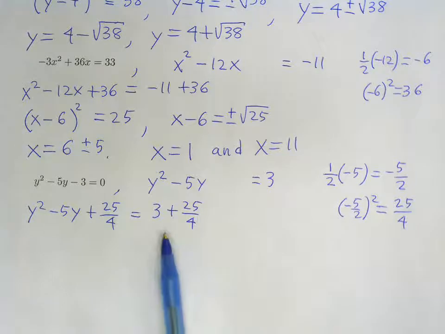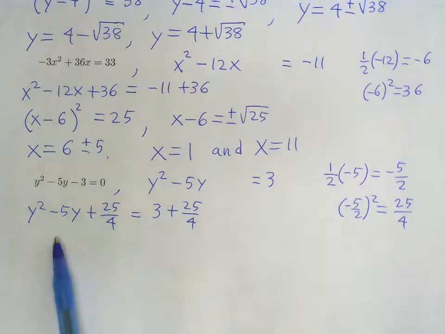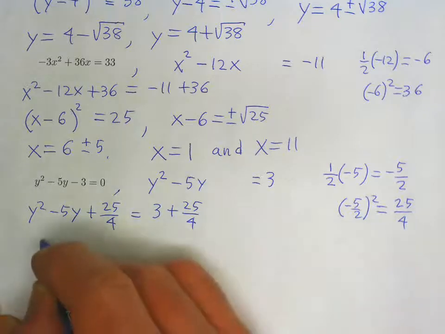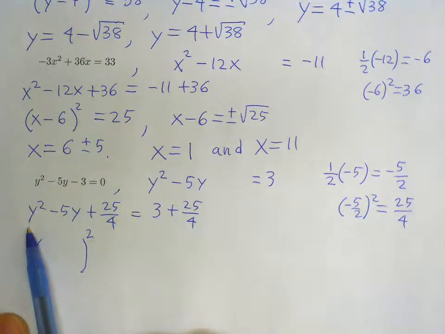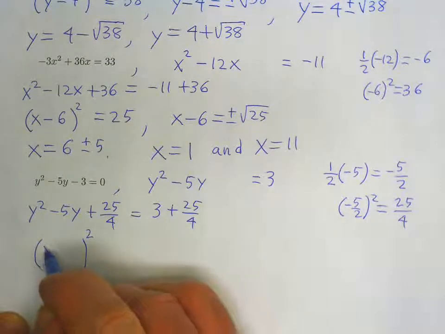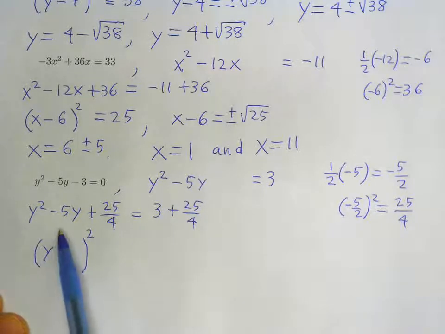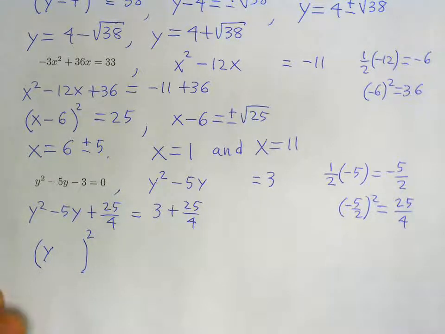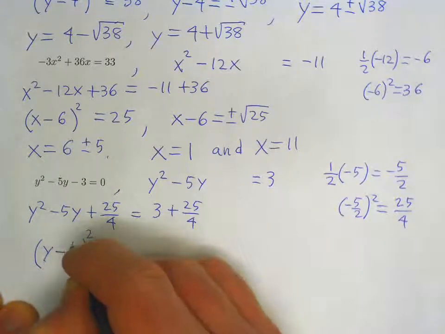Okay, so on the right-hand side, we have to do the fraction arithmetic, adding 3 to 25/4. And the left-hand side is now a perfect square trinomial. So it's equal to some binomial squared. Since the coefficient of y squared is 1, the binomial has to have y. And then what follows y? What follows y in the binomial is the same number we got when we took 1/2 of negative 5. 1/2 of negative 5 is negative 5/2. So on the inside of the parentheses, we write y minus 5/2.